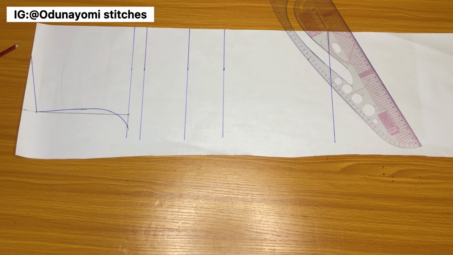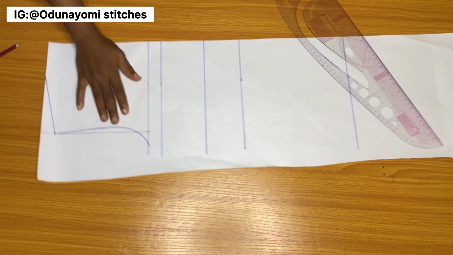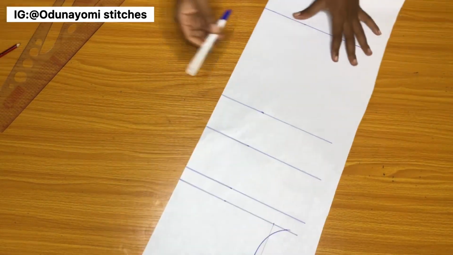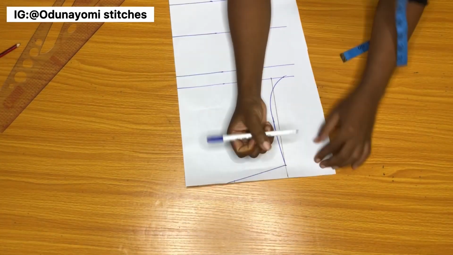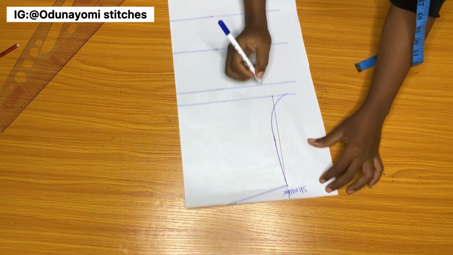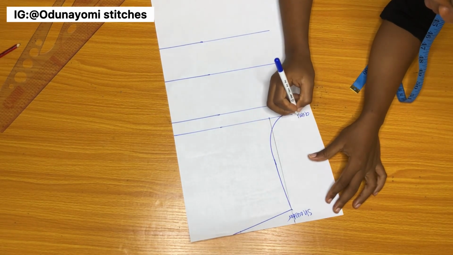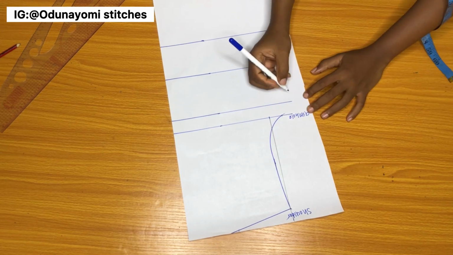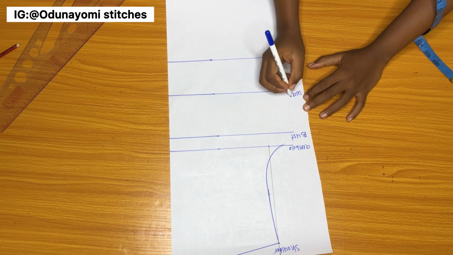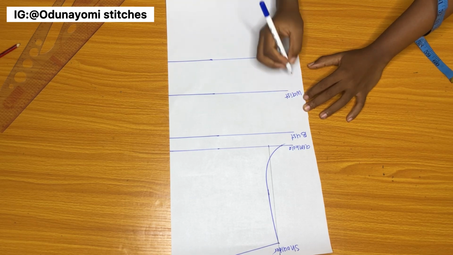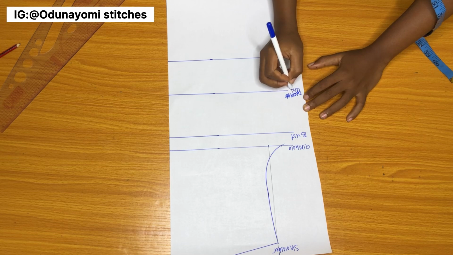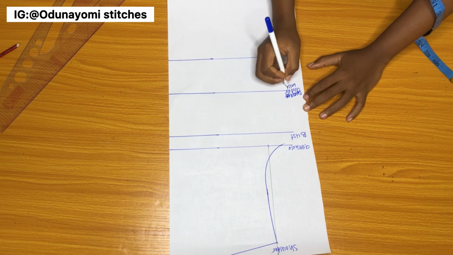So for this pattern drafting, we'll be starting with the front bodice of the gown. So this is my pattern. I've already drawn my armhole, so I will label all these lines I have here. This is my shoulder, that's my armhole. This is the bust line. The next one is the underbust. I made a mistake, that's the underbust, not the waist. So it is the underbust.